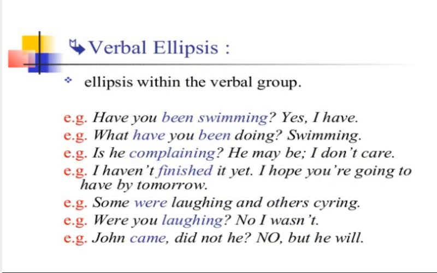Verbal ellipsis: ellipsis within the verbal group. Have you been swimming? Yes, I have. What have you been doing? Swimming. Is he complaining? He may be. I don't care. I haven't finished it yet. I hope you are going to have by tomorrow. Some were laughing and others crying. Were you laughing? No, I wasn't. John came. Didn't he? No, he will.